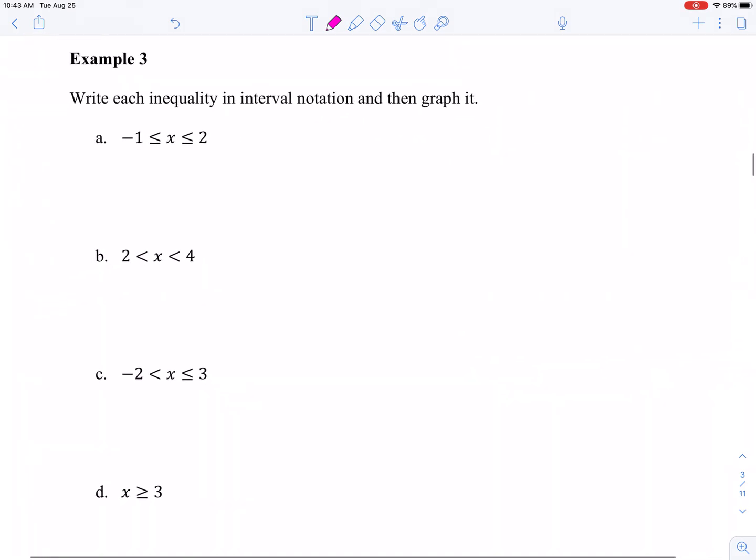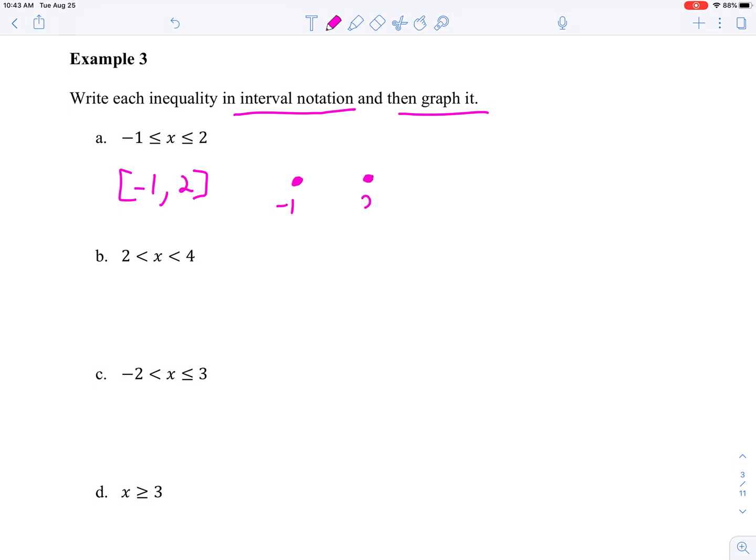Alright, next example here. So we're going to use the information we just talked about. For each of these, we're going to write the inequality in interval notation and graph it. Okay, so here we go. Remember, less than or equal to symbols means brackets, right? So including -1, including 2. To graph it, we would do solid dot on -1, solid dot on 2, and connect them.